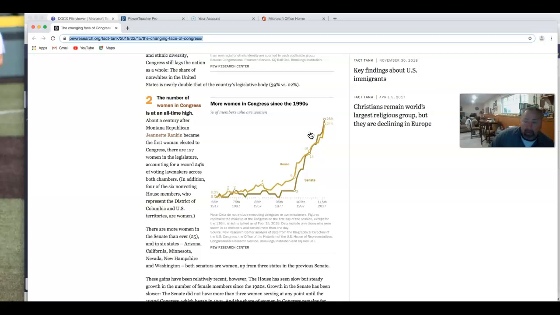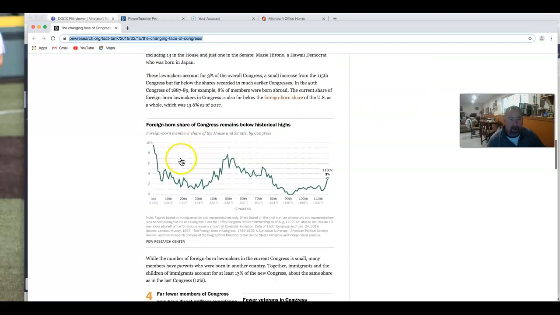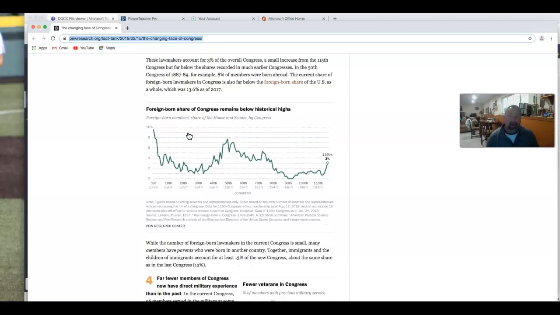Even though women make up roughly 51% of the population, they are not represented at the same numbers as nationally as they are in Congress. Okay, but this is definitely an improvement for women, and some would say an improvement for our society to have more women involved. Moving down here, these are foreign-born people that were born not in this country.